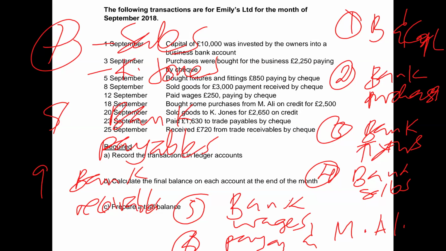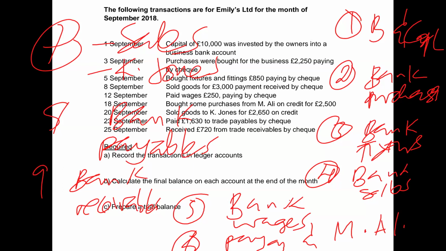So the bank is being credited. Okay, so the date will be 0309, the details will be purchases, and the amount will be 2,250. Purchases were bought for the business paying by check. So we are crediting the bank, isn't it? Yeah. Let's go on to the next transaction.